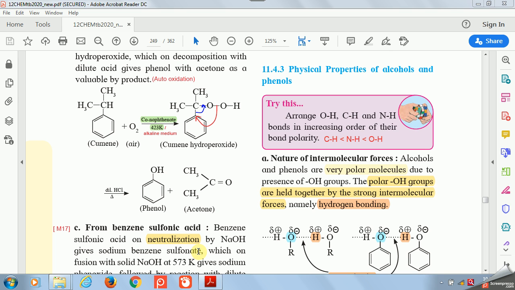Now next is the nature of intermolecular forces. So alcohol and phenol, both are very polar molecules, and the reason behind that is the functional group, OH. Both compounds contain the same functional group, and polar OH groups are held together by one important bonding, which is called strong intermolecular force, and the name is hydrogen bonding.